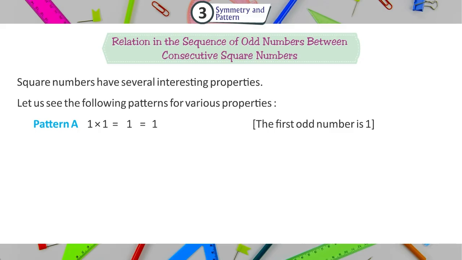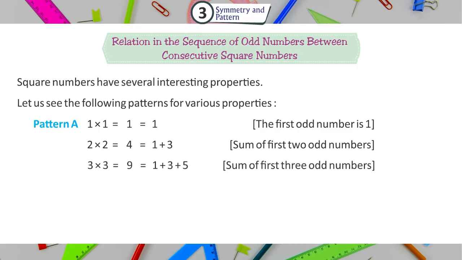Pattern A. 1 into 1 is equal to 1, which is equal to 1. The first odd number is 1. 2 into 2 is equal to 4, which is equal to 1 plus 3. Sum of first two odd numbers. 3 into 3 is equal to 9, which is equal to 1 plus 3 plus 5. Sum of first three odd numbers. 4 into 4 is equal to 16, which is equal to 1 plus 3 plus 5 plus 7. Sum of first four odd numbers.